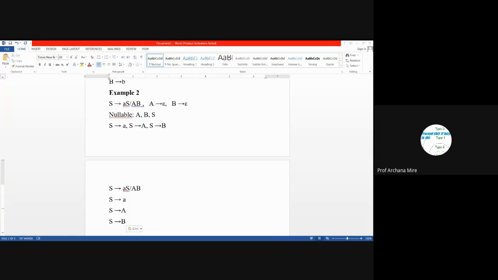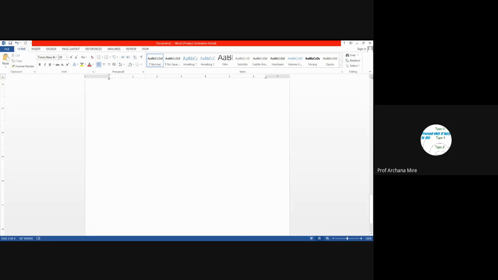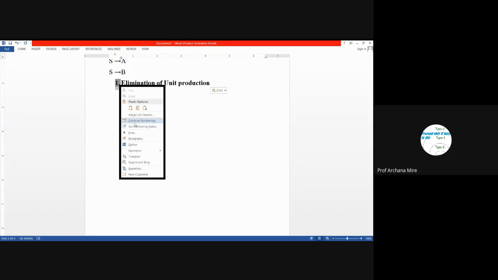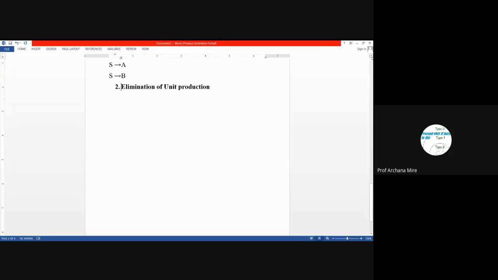The next step for grammar simplification, after removing epsilon production, is eliminating unit productions. As we have discussed, there are 3 steps for grammar simplification. First is removal of epsilon production, second is removal of unit production, and last is removal of useless production. Yet our grammar is not simplified because we have applied only the first step, that is removal of epsilon production, but we have to apply the next step as well, that is elimination of unit production.